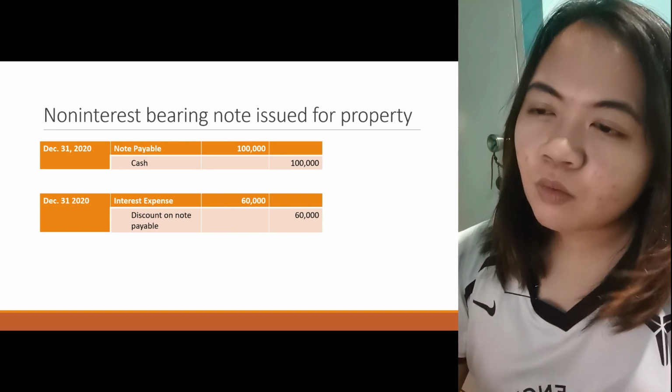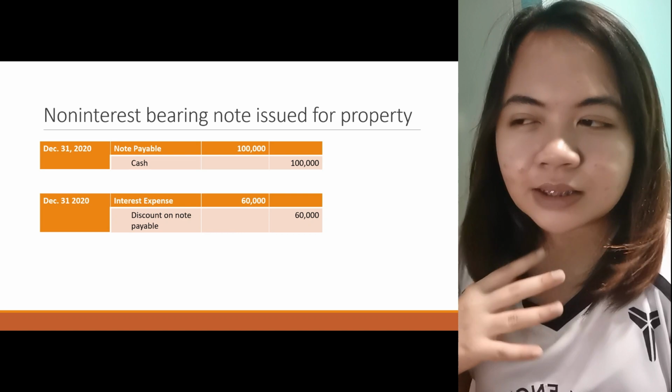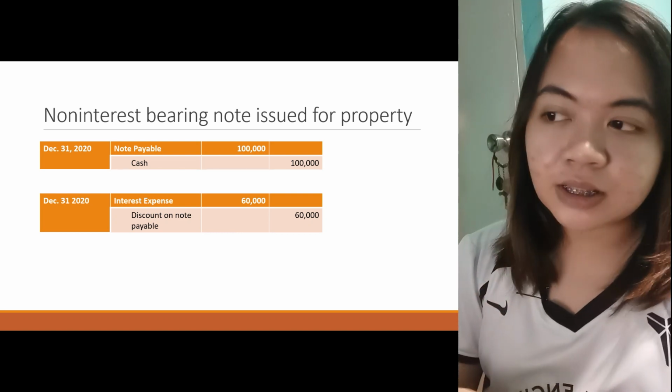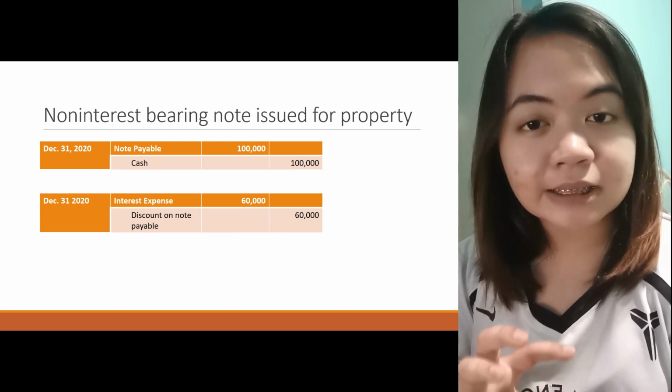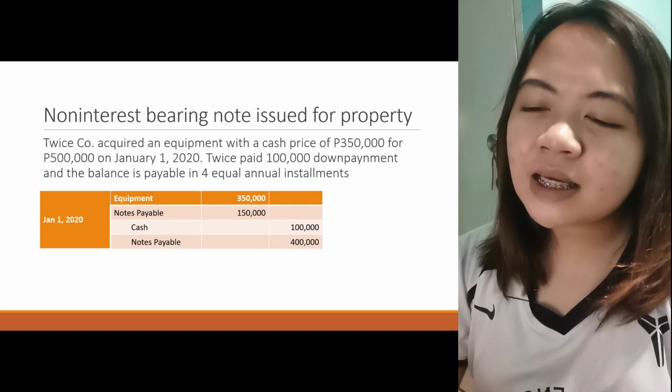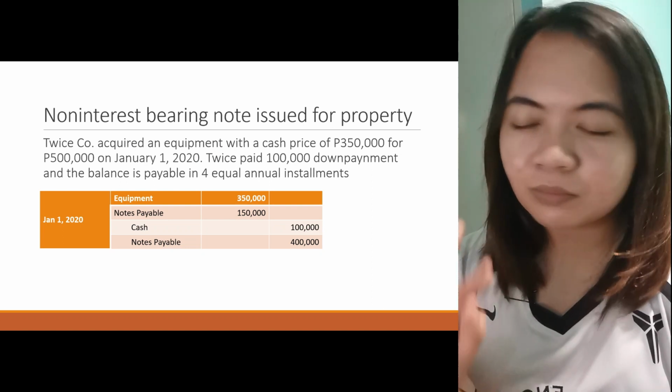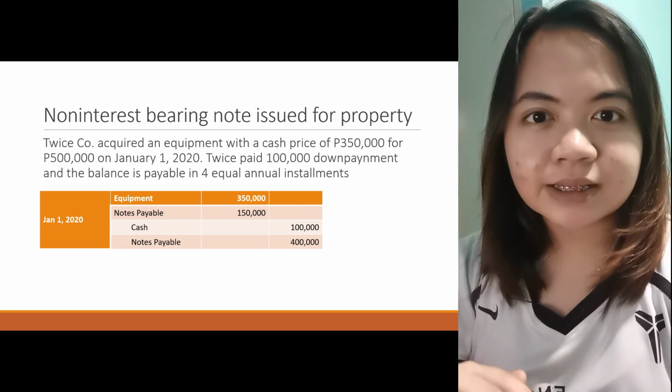Okay? And then, also, you have to recognize the amortization of the discount. Okay, so debit interest expense, 60,000. Credit discount on note payable, 60,000. Okay, did we see any interest na nakalagay? No, because it's a non-interest bearing. No, but sabi nga, there's an imputed interest.